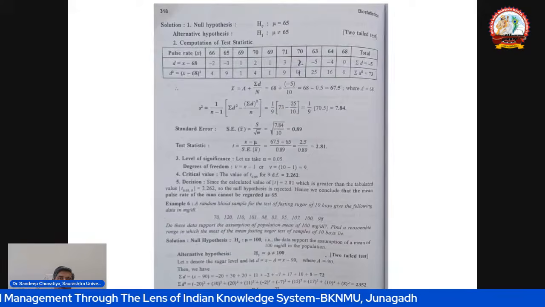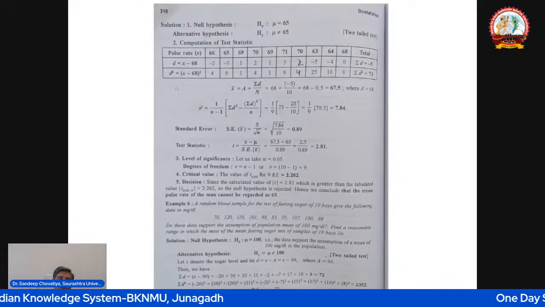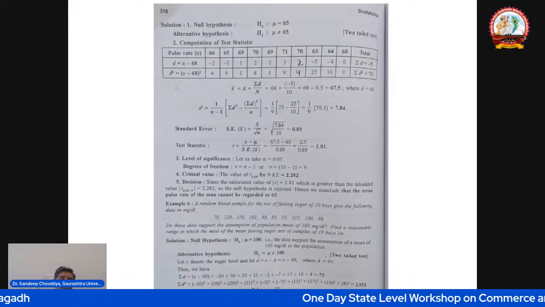So okay, here first we design the null hypothesis: the normal pulse rate should be, so mu is equal to 65. The alternative hypothesis is mu not equal to 65, a two-tailed test. The pulse rate x is given.